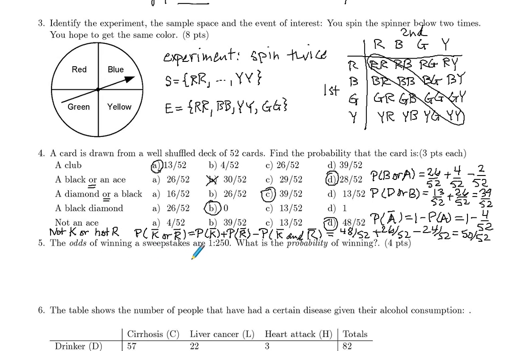Okay, the odds of winning a sweepstakes are 1 to 250. What's the probability? So remember, odds are the ratio of successes to failures. So we have 1 success for every 250 failures, so 1 win for 250 losses. Probability is desired out of total. So the probability of a win here is going to be successes out of total. Okay, so that's going to be successes out of success plus failure. So we had 1 win out of 1 win plus 250 losses. So that's 1 out of 251.